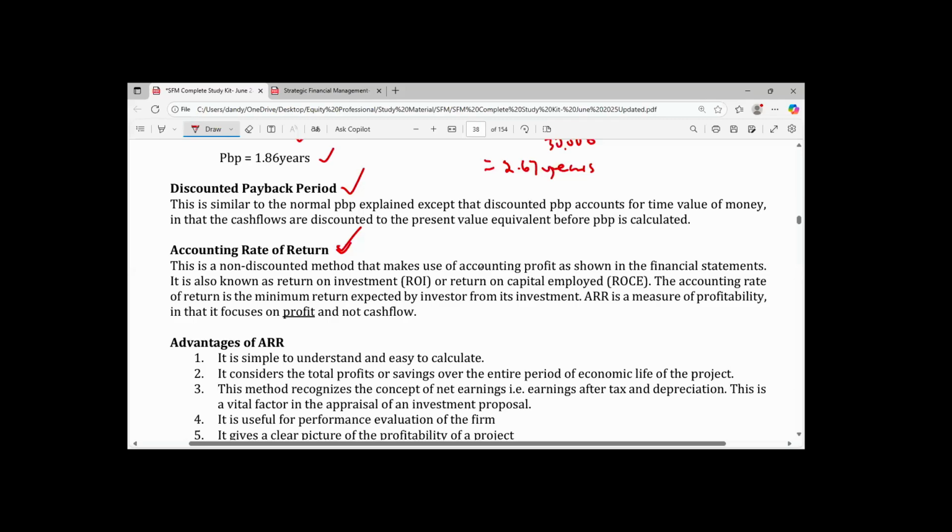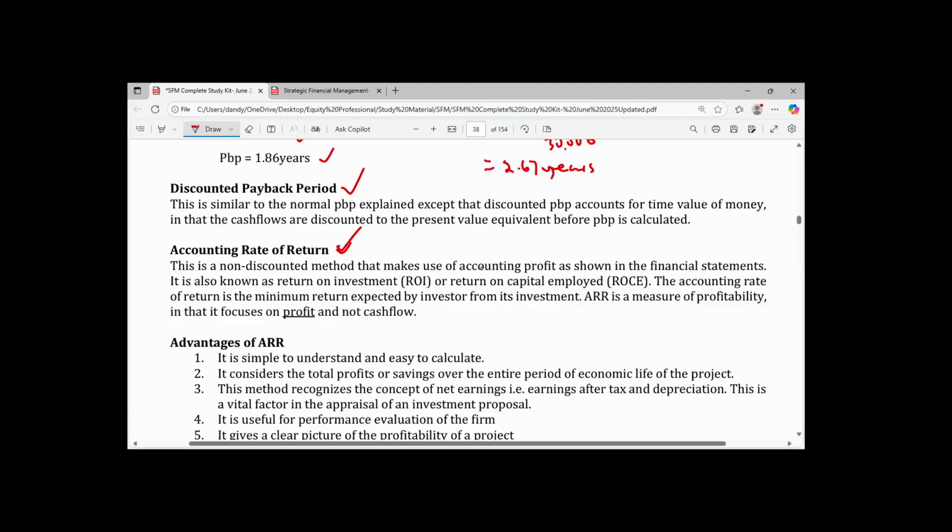It's a technique that relies heavily on the accounting information as shown in the financial statement of a company. Okay, the accounting rate of return is a measure of profitability, unlike payback period, which measures liquidity.